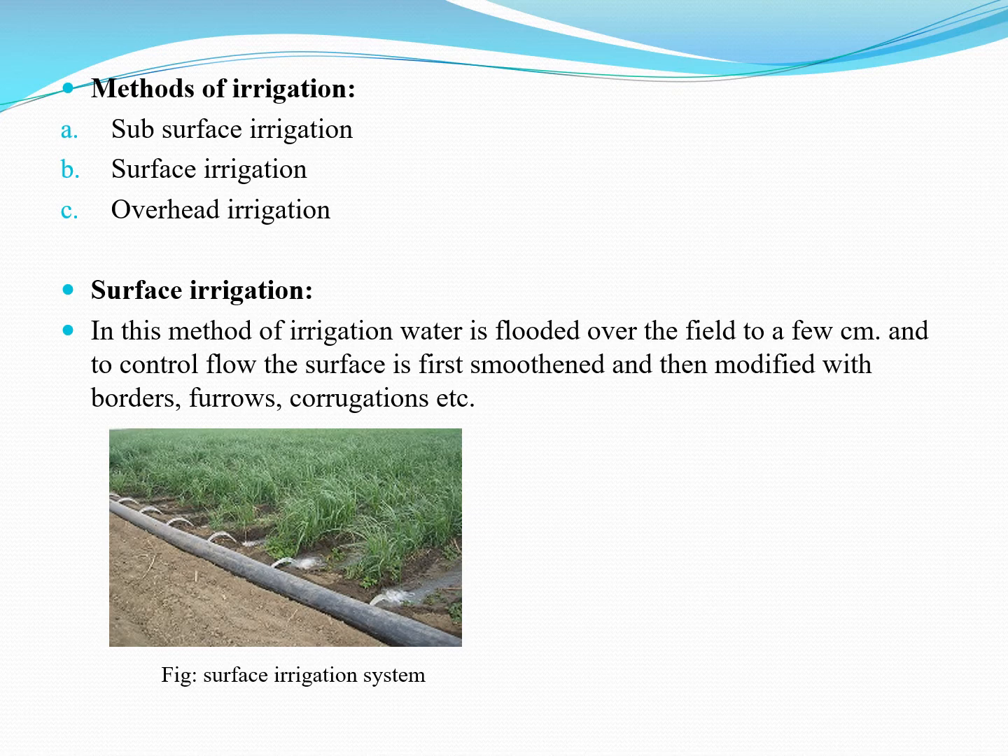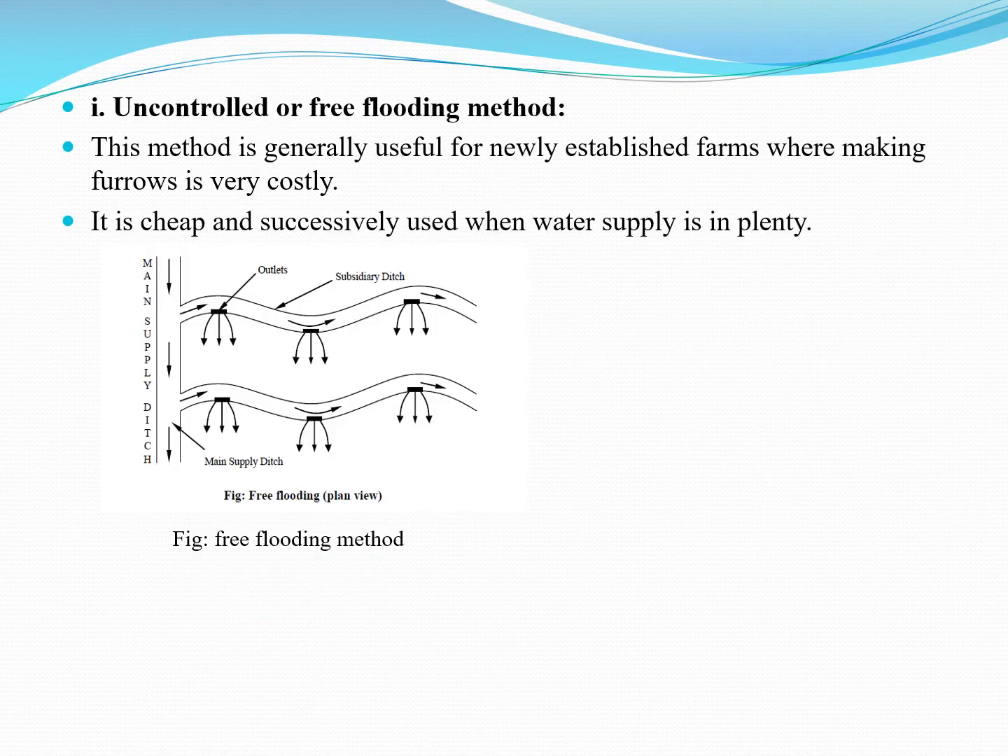So this surface irrigation system can be done by the following four methods. First one is the uncontrolled or free flooding method. Second is the controlled flooding method. Third one is the furrow method, and fourth one is the drip irrigation method. So let's first see the uncontrolled or free flooding method.